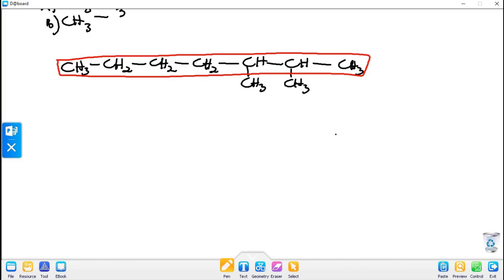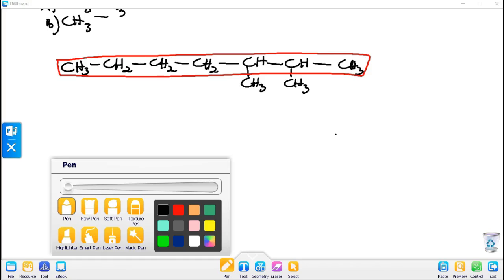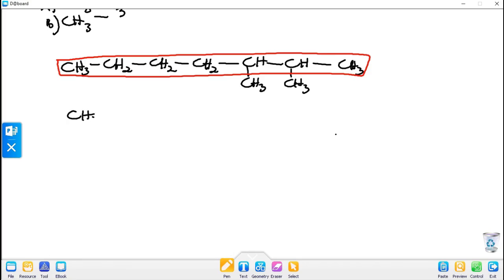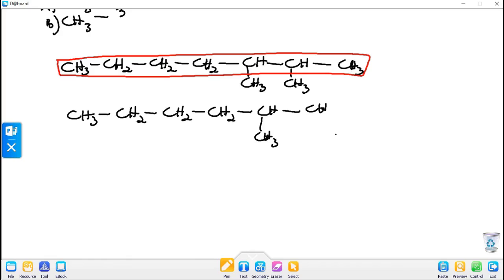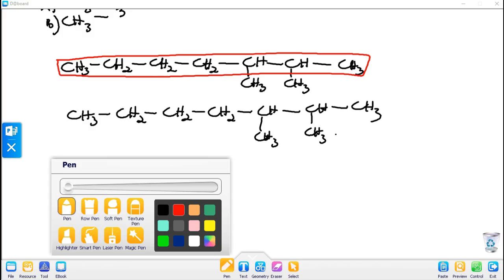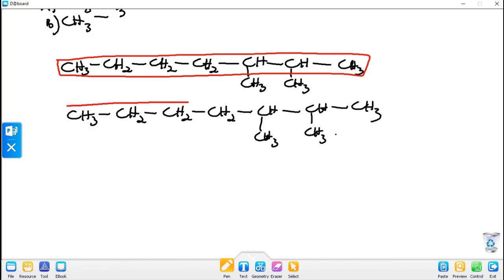Once again, I would like to make you understand, dear students, that you must not always go straight. You can also choose to go this way, only that there is a rule that says when we have different numbering schemes, the straight chain should be considered as the parent chain. That is to say, the straight chain should be given preference. Otherwise, you can also choose to take your parent chain as 1, 2, 3, 4, 5, 6, 7. I may choose to come down this way. I may choose to go this way.